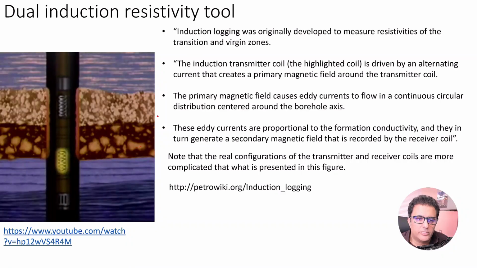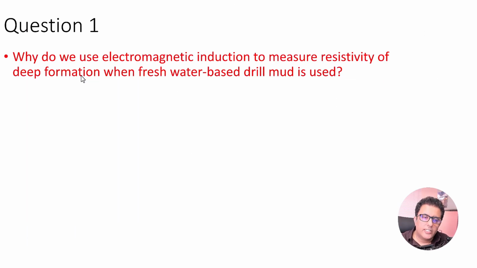Just let me highlight it for you here. And this is how we are able to measure the resistivity in the virgin zone, the area away from the borehole, and also flushed zone. Just let me ask you an insightful question. Why do we use electromagnetic induction in order to measure resistivity of formation when freshwater-based drill mud is used? So here is the question.